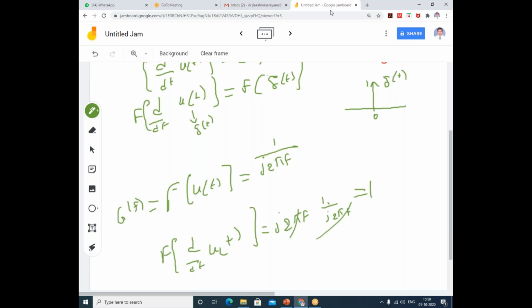Is it clear? Please post it in the chat box. Is this concept clear to all of you? Please post it in the chat box. That is how you can find the Fourier transform of an impulse function from a unit step function. Is it clear?